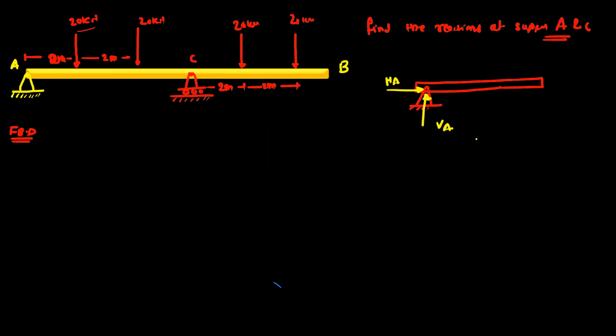And for the roller support, there is one reaction. Suppose this is the roller support. Okay, then this is the vertical reaction R. So the first step, we have to draw the free body diagram. So draw the beam AB or rod AB.